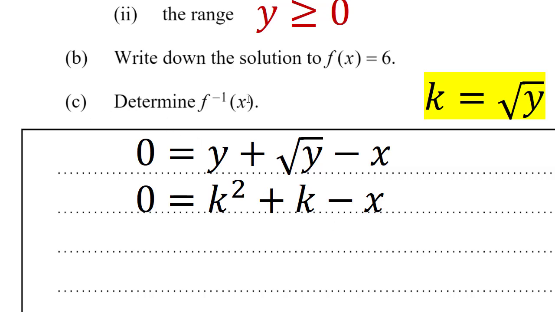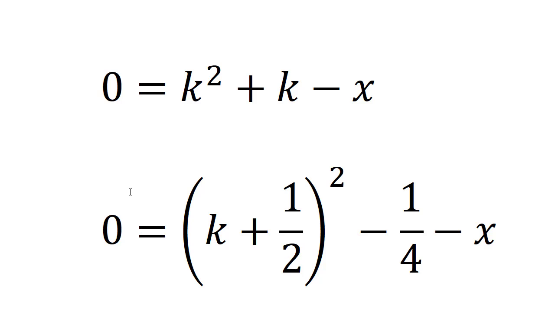Remember that the question was determine f inverse, so I need to rearrange this until it reads y equals. So this is finding the inverse of a quadratic, for which you have to know the method, which is completing the square. So I'll quickly run through this. This is hard. You complete the square basically by halving this number. When I multiply this bracket out, I'm going to get k squared plus k plus a quarter. So I subtract the quarter.